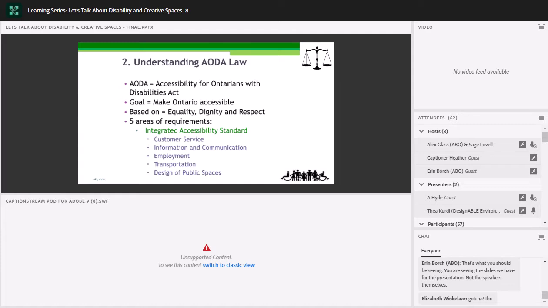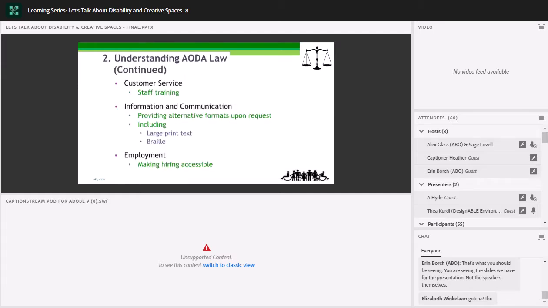There are five areas of requirements defined underneath the AODA, and they're all organized into something called the Integrated Accessibility Standard. In that standard, we find there are requirements for customer service, information and communication, employment, transportation, and finally, the design of public spaces, which has the built environment pieces in it. Although, of course, there are implications for built environment in the other sections as well.